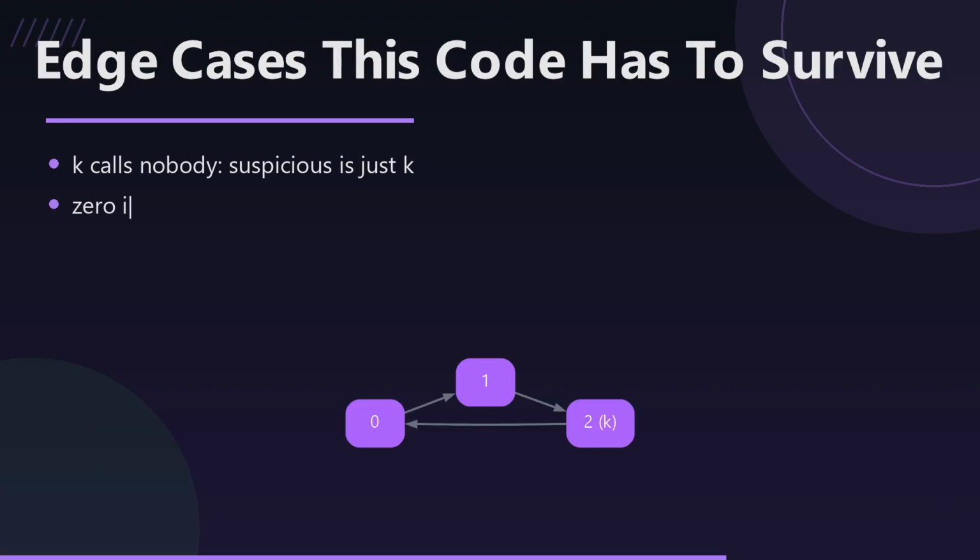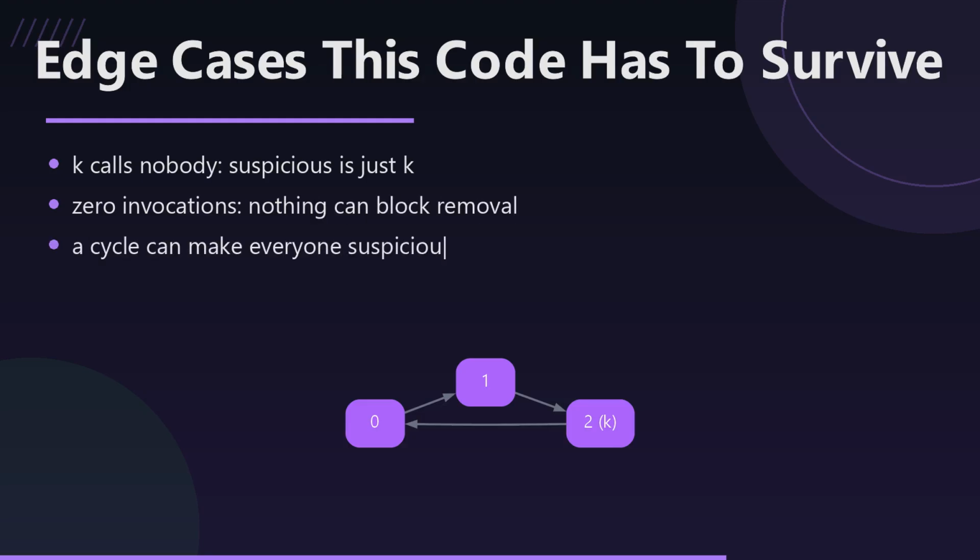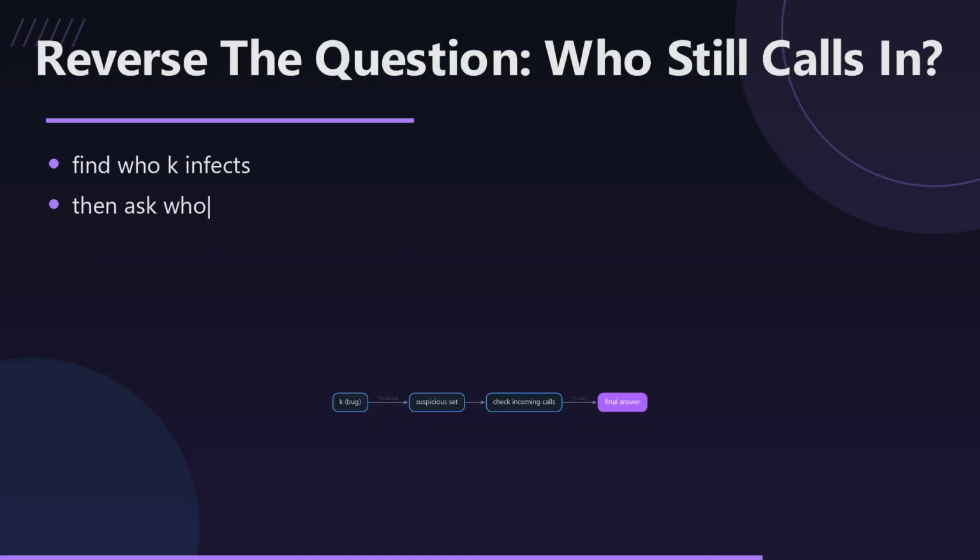If k doesn't call anyone suspicious, it's just k alone, and it gets removed cleanly. With no invocations at all, nothing can block removal. And sometimes, when the graph loops back on itself, every single method turns out suspicious, we just return an empty list.